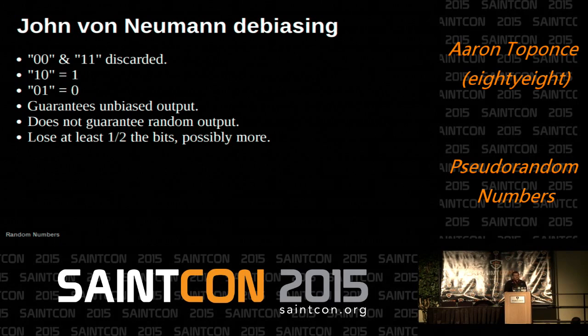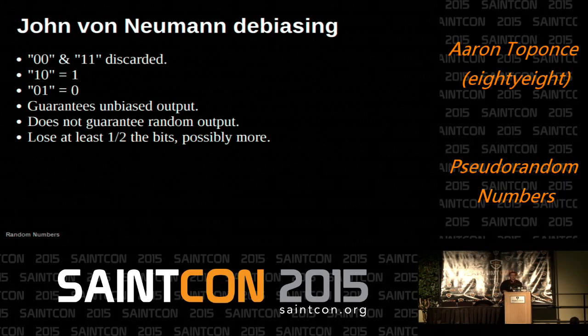Case in point, let's say we go ahead and discard all of our zeros and ones, and we're left with the output 1111111111. While technically we debiased the generator, we produced a very predictable stream of data. Right? So there's that problem as well.